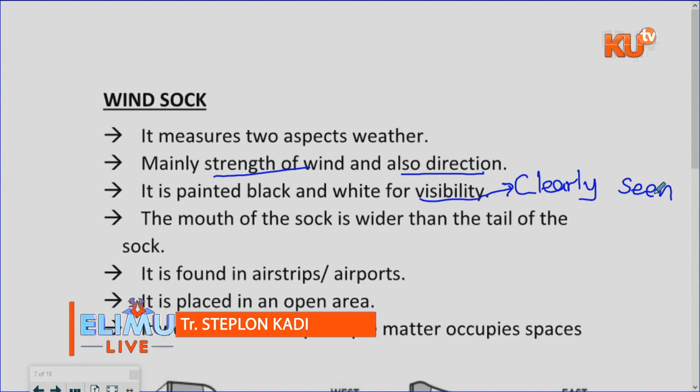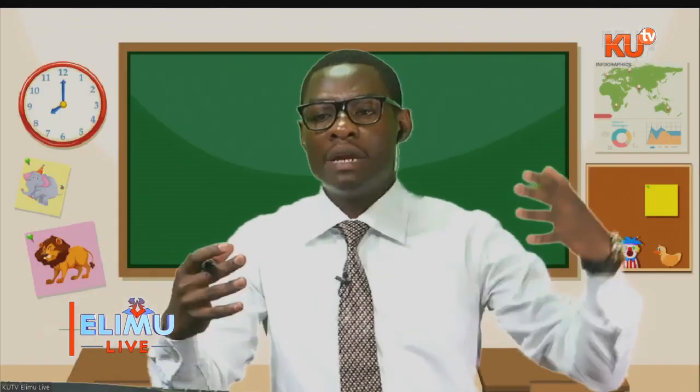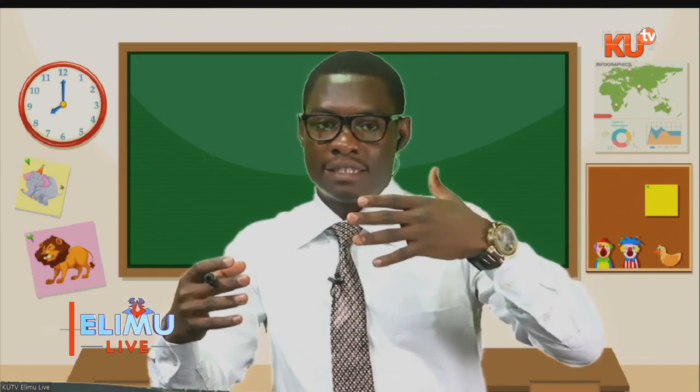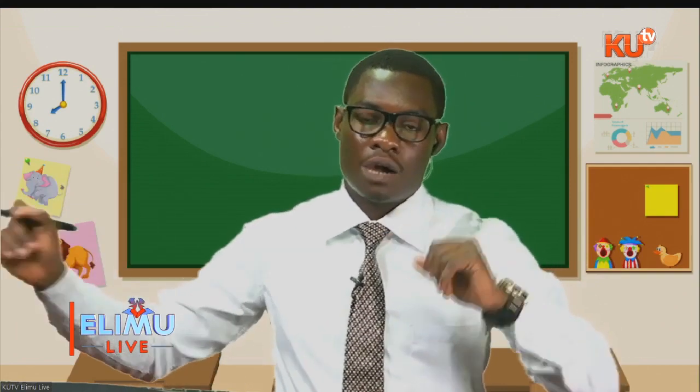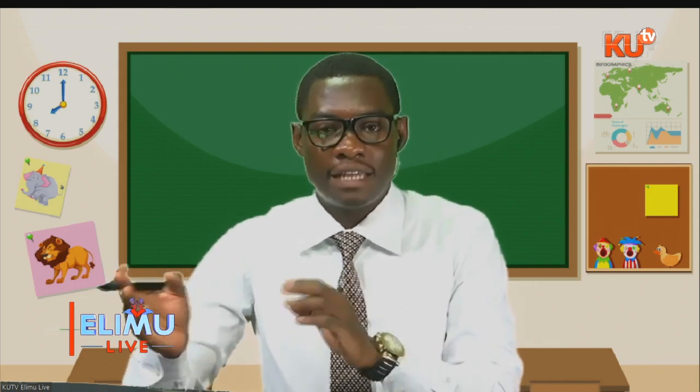Now I said it's found in airports or airstrips. So the pilot looking at a windsock should be able to see it clearly. That's why it's painted white and black, or if not white and black, we can also have contrasting colors which can enable visibility. In a windsock, we have the mouth of the windsock and the tail of the windsock. The mouth is where the wind gets in, and the tail is where the wind gets out. So the mouth of the windsock should be wider than the tail.